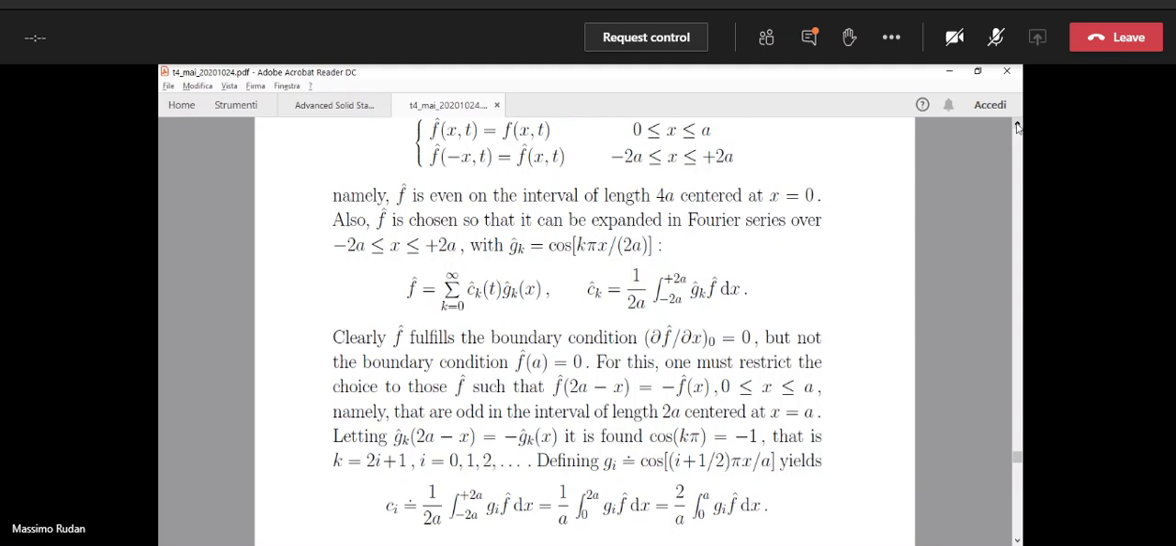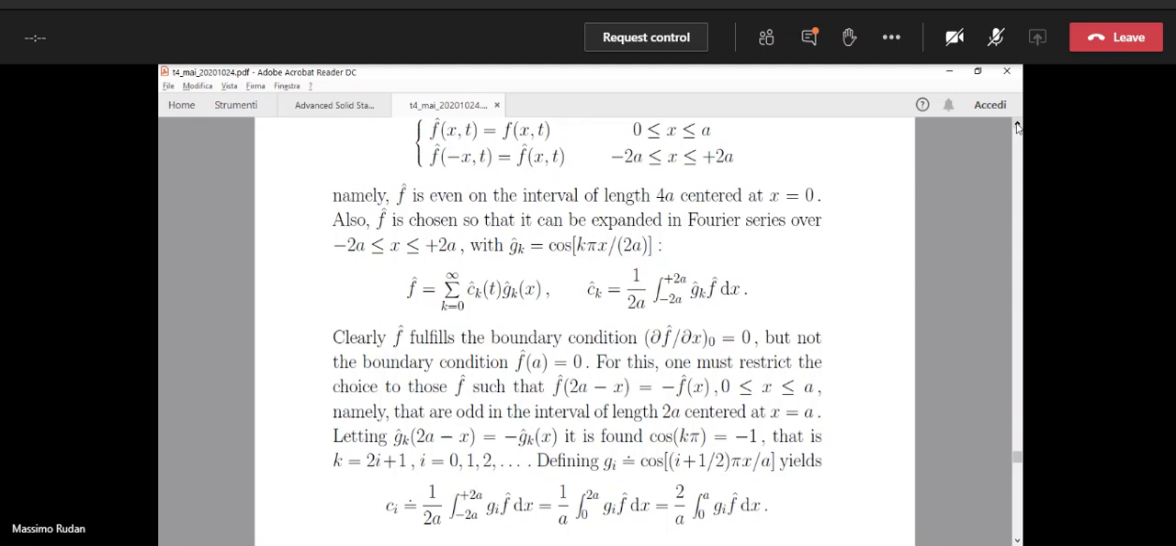So we introduce a new symbol g without a hat, that is the selection of the g hat coefficients in which the index is odd, okay? We define g_i equal the cosine of (i plus 1/2) pi x over a, okay? And then we find the coefficients c_i of the expansion, okay?